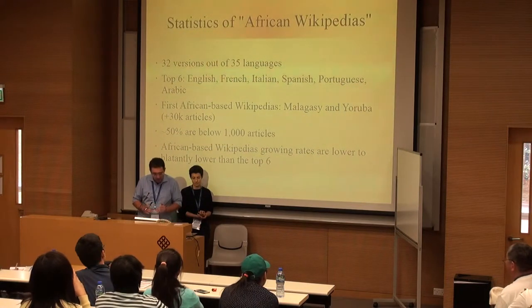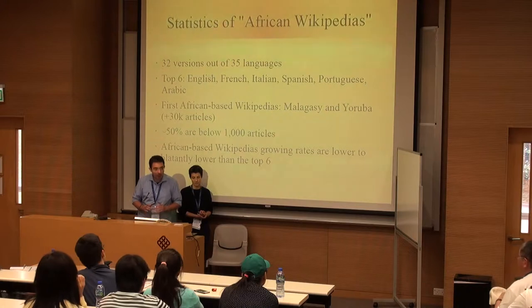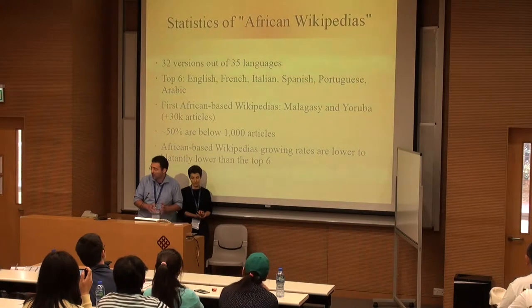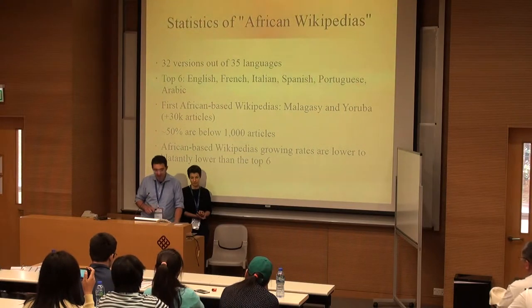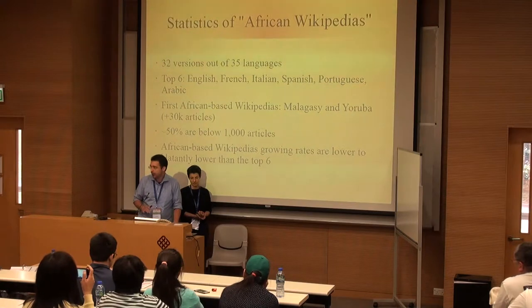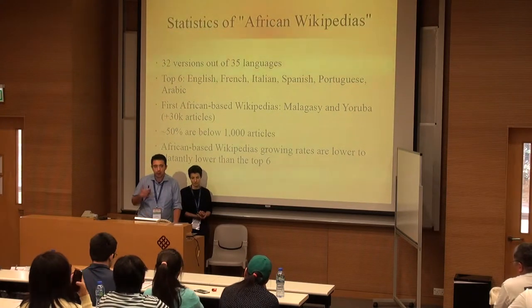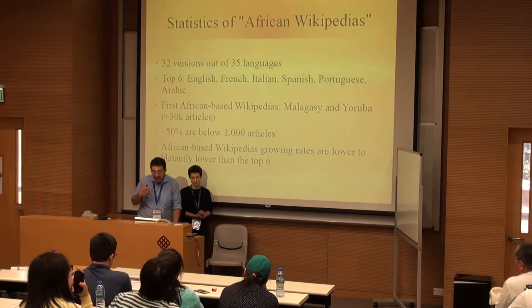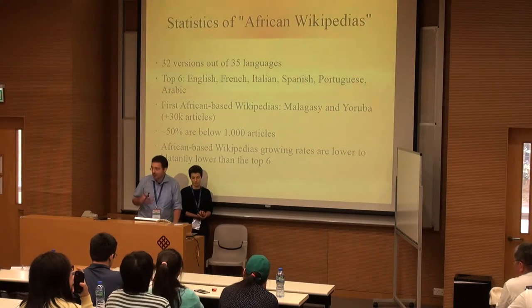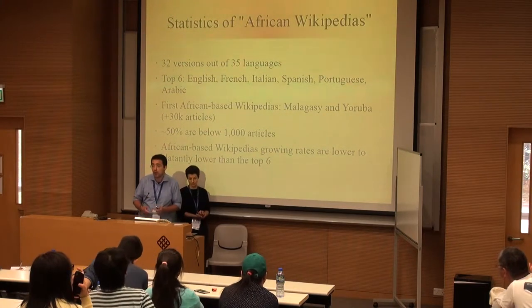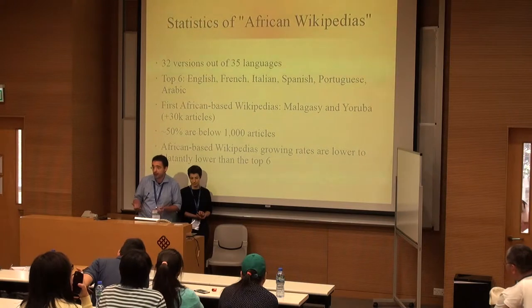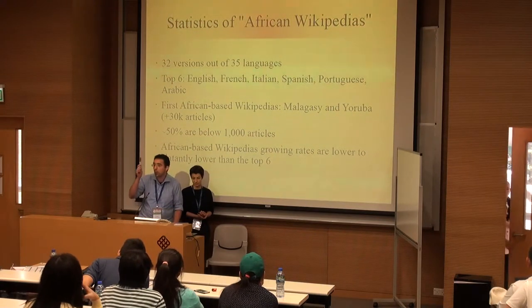Half of the versions we found are still below 1,000 articles. We conducted the study in October and November 2012, and right now they are still under 1,000 articles. Their growth rates are really, really low. While the Italian Wikipedia grew by 88,000 articles, some of the African Wikipedias just grew by 100 articles, even 50 articles. And there is even one that increased by one article.